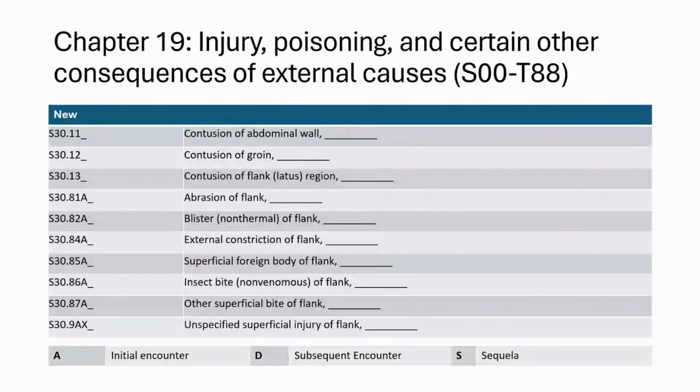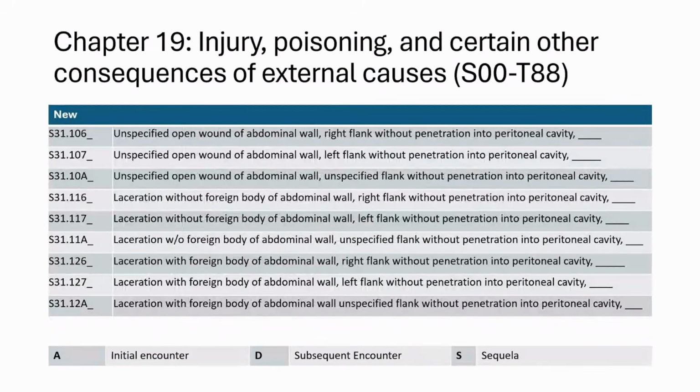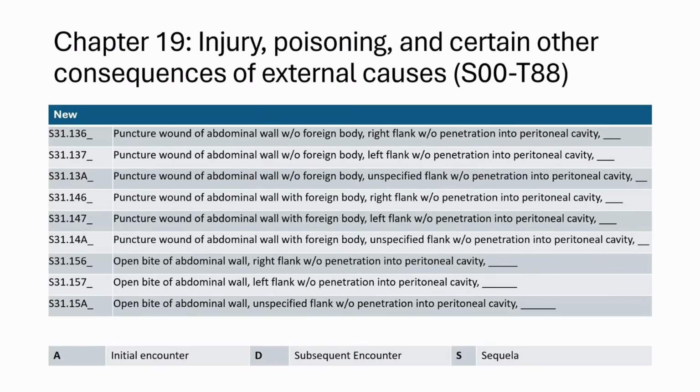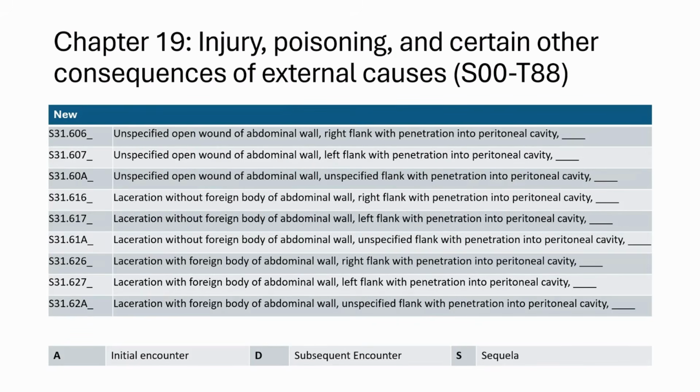We have specific codes for contusions, or what we more commonly would refer to probably as a bruise, of the abdominal wall, the groin, and the flank. Again, we saw this separation of all of these different things related to the flank. We're breaking down the types of injuries you can have to the flank: abrasions, blisters, external constrictions, superficial foreign body, insect bites, and other bites. And there's a new code for just the unspecified superficial injury of the flank. These changes were made to reflect how providers actually document these minor injuries.